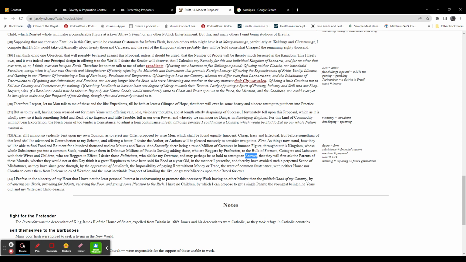See, there's nothing worse than being poor and then still having landlords and tax people come after you because of your debts. And I prescribe, therefore, having thereby avoided such a perpetual scene of misfortunes as they have since gone through, the oppression of landlords, the impossibility of paying rent without money or trade, the want of common sustenance with neither house nor clothes to cover them from the inclemencies of weather, and the most inevitable prospect of entailing the like or greater miseries upon their breed forever.